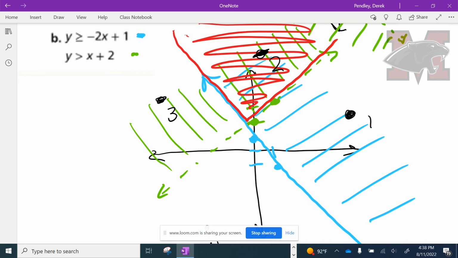Anything in the point 4 area is not going to be true for either one. Anything in the point 1 area and that blue shaded will just be true for blue. Anything with 3 will just be true for green. And anything in red, where it's blue and green, that's where it's true for both of them. That's the actual solution, because you want to know where it's true for both of them.